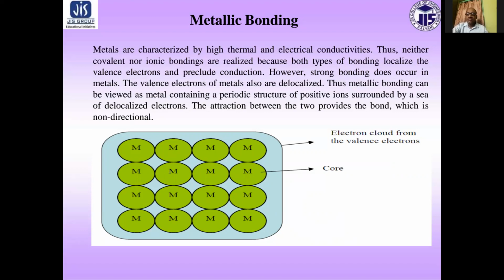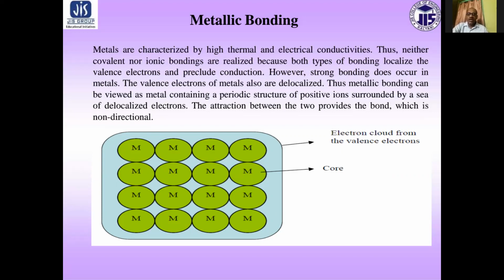The valence electrons of metals are also delocalized. Thus, metallic bonding can be viewed as a metal containing a periodic structure of positive ions surrounded by a sea of delocalized electrons. The attraction between the two provides the bond, which is non-directional.